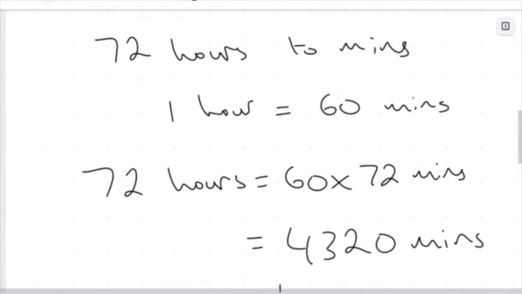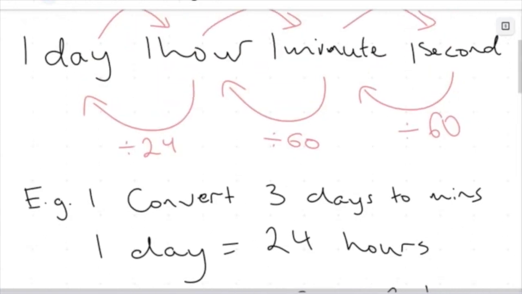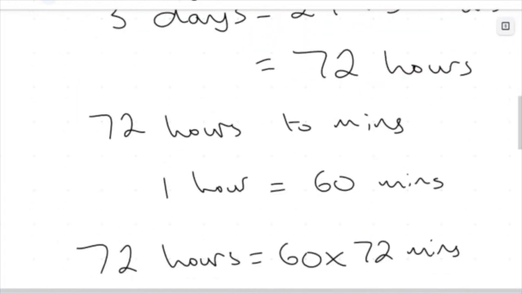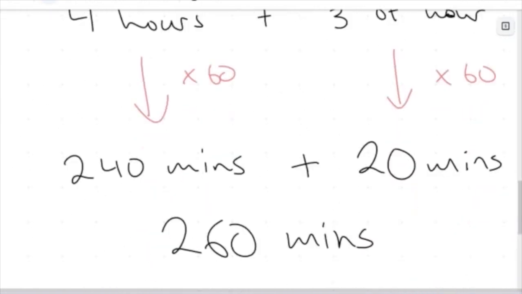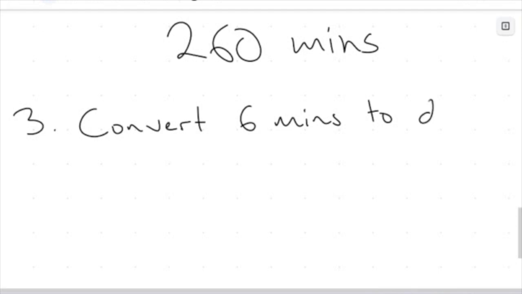So a lot of these examples went in one direction, going from a bigger unit, so say days to minutes or hours to minutes. Now let's just look at one more example and let's just go the other way. And we'll actually talk about 24-hour time in the next video, just so I can keep these as short as possible. So if I want to, for example, convert 6 minutes to days.